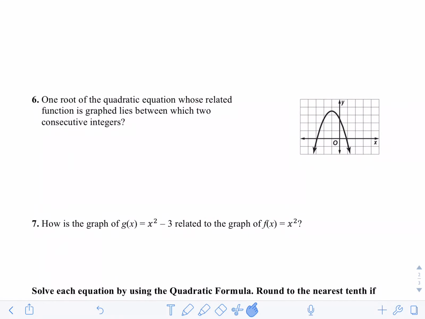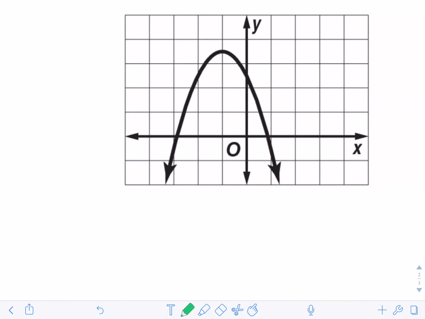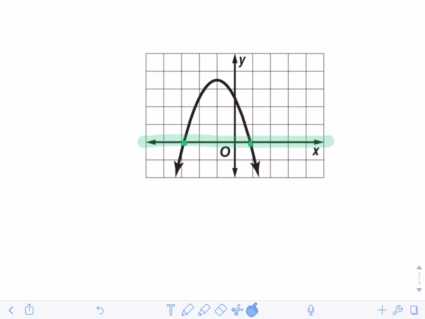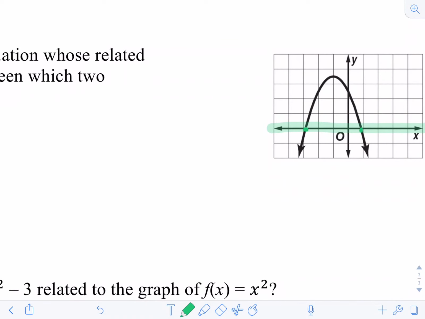Okay, number 6, one root of the quadratic equation whose related function is graphed lies between which two consecutive integers? So here, again, we're looking right along the x-axis. It crosses twice, right here and right here. So the two numbers that it is in between, there's two of them. It can be between 0 and 1, or it can be between the numbers -1, -2, and -3.